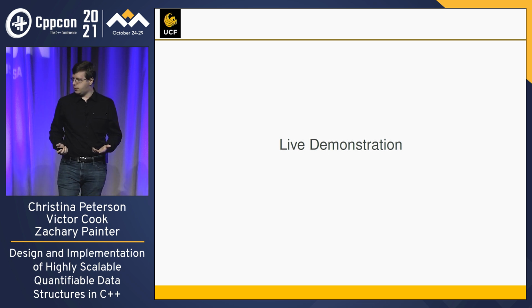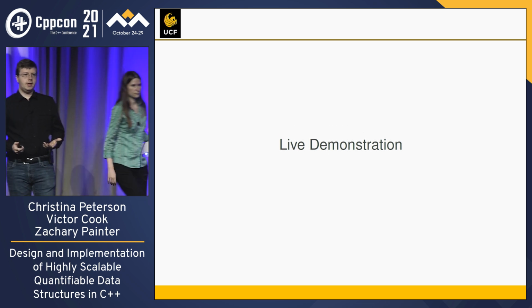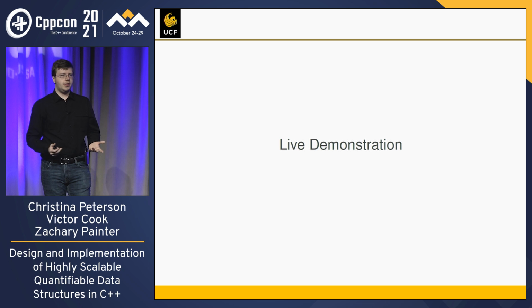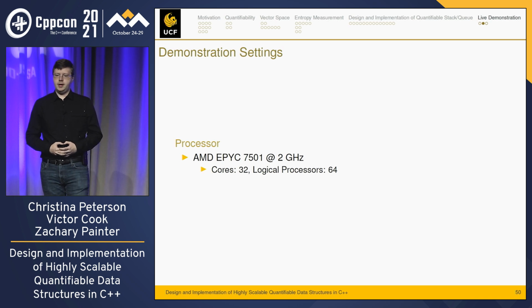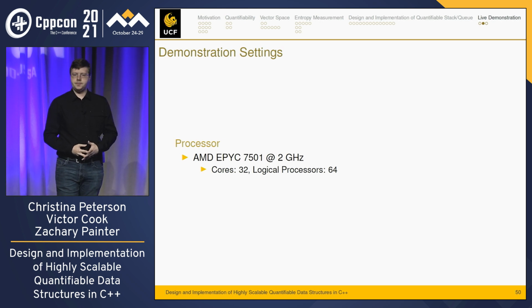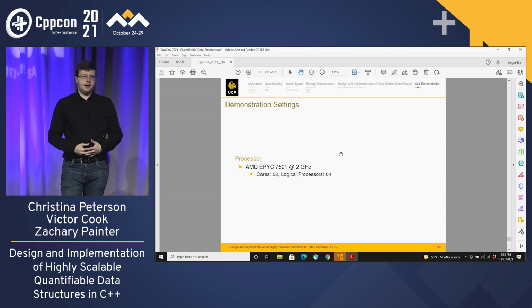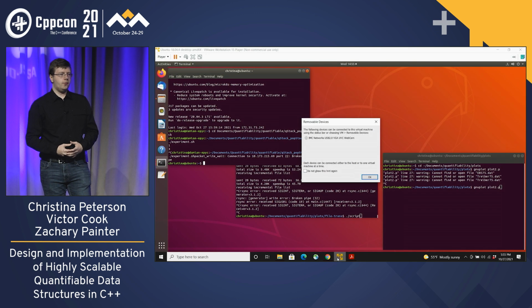Now we're going to actually run some code from these data structures, from our implementations, which are open source. We'll show the links for those later if you want to go check that out. We're running these on our lab machine, an AMD EPYC. It has 32 physical cores and 64 logical threads. We're going to load that up and get some performance results.